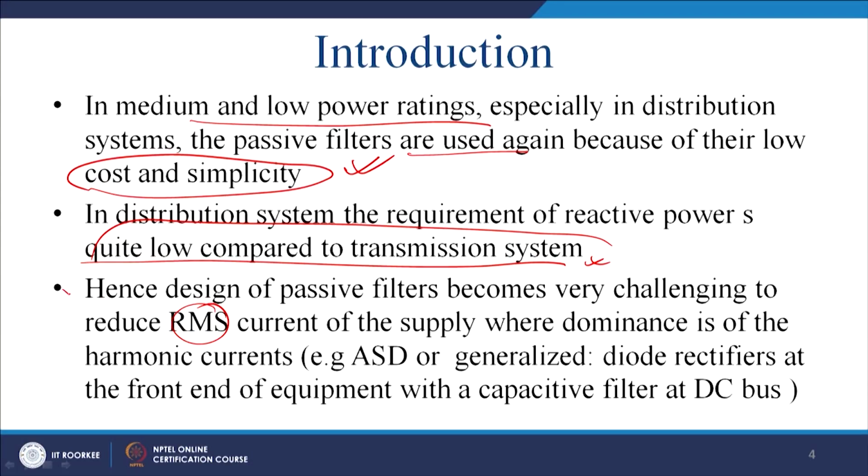So, this is a big challenge, this portion. The design of the passive filters becomes very challenging for reducing the RMS current of the supply, where the dominance is of the harmonic current, and this happens once you are feeding the adjustable speed drive. The diode bridge rectifier at the front end of the converter, and capacitor filtering the DC bus. That is the normal topology you have in the adjustable speed drive configuration.